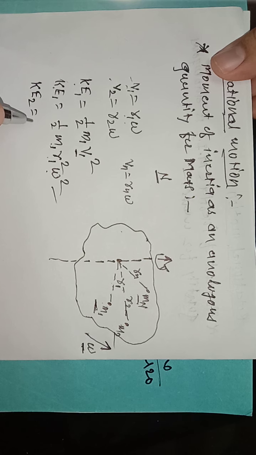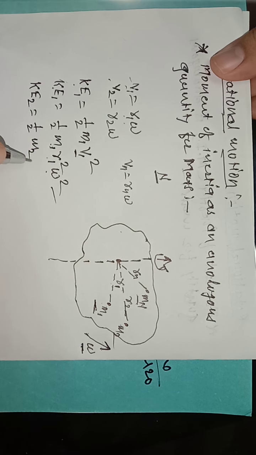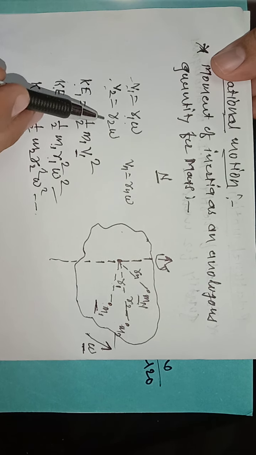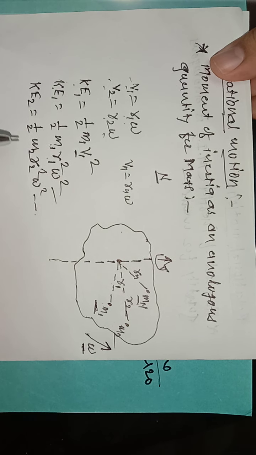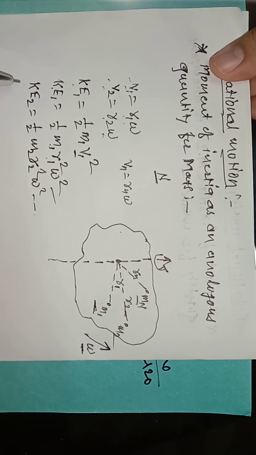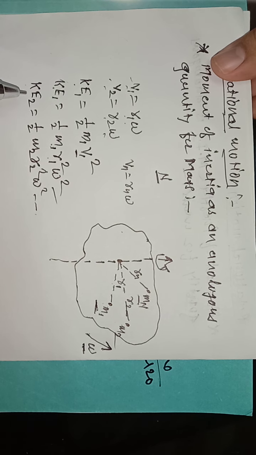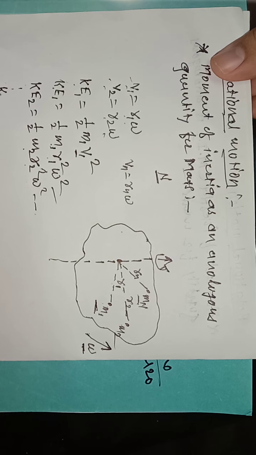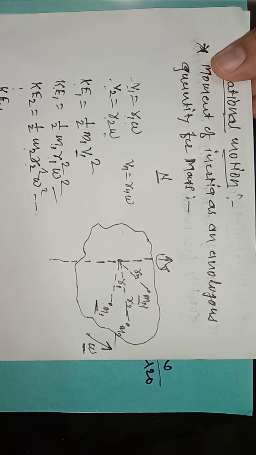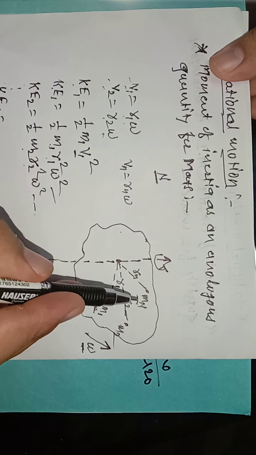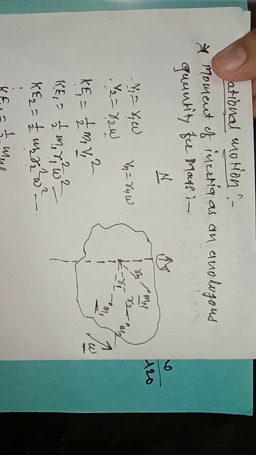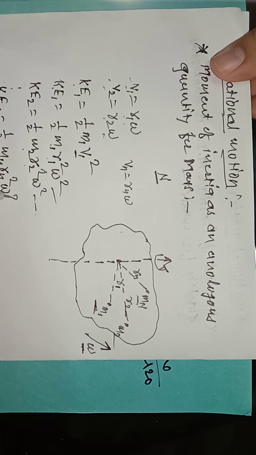We can write KE2 is equal to half m2 r2 square omega square. In a similar way, v2 is equal to r2 omega, and that's why we can write this equation as KE2, that is the kinetic energy of the second particle of mass m2, is given by half m2 r2 square omega square. And in a similar way, we can write the kinetic energy of the nth particle of mass mn is equal to half mn rn square omega square.